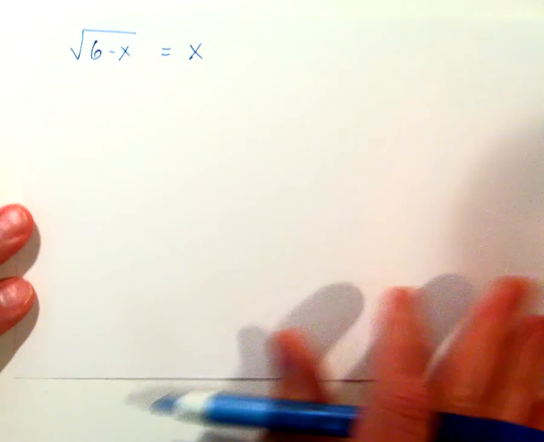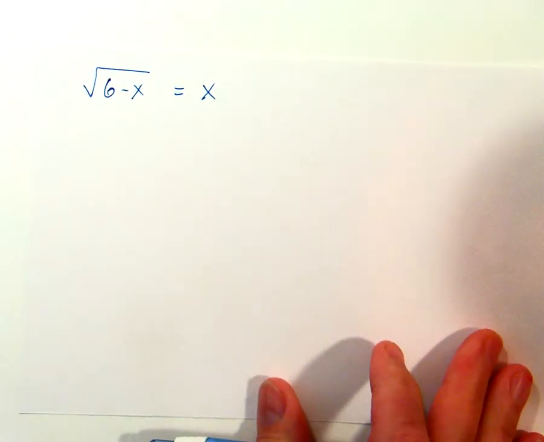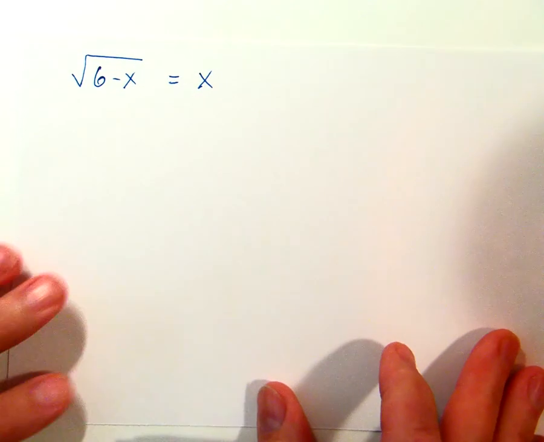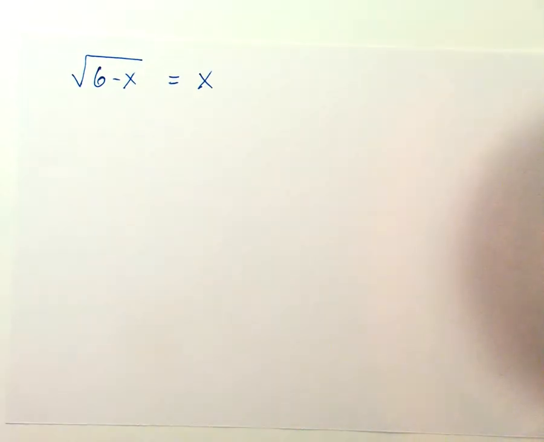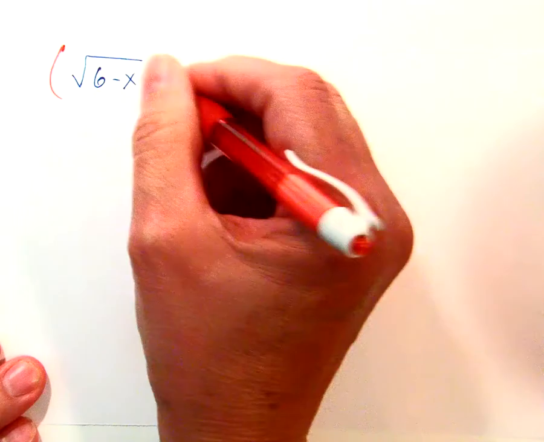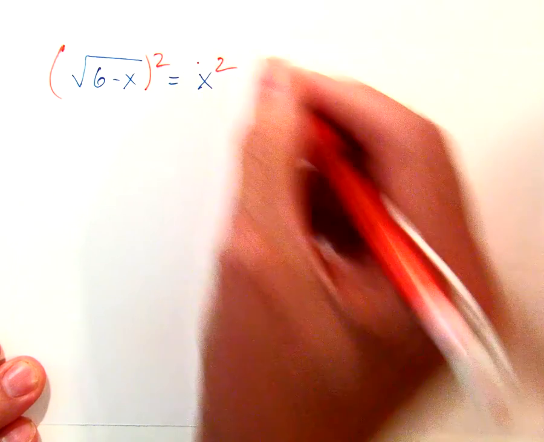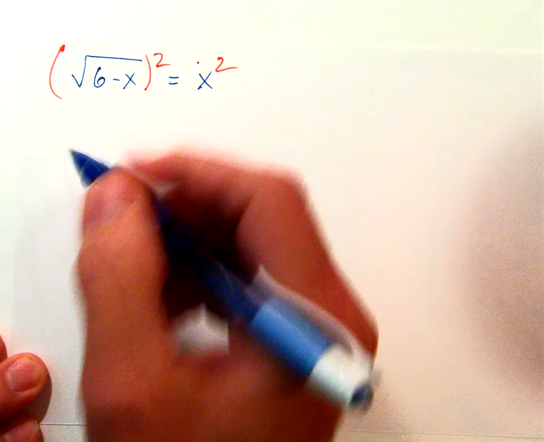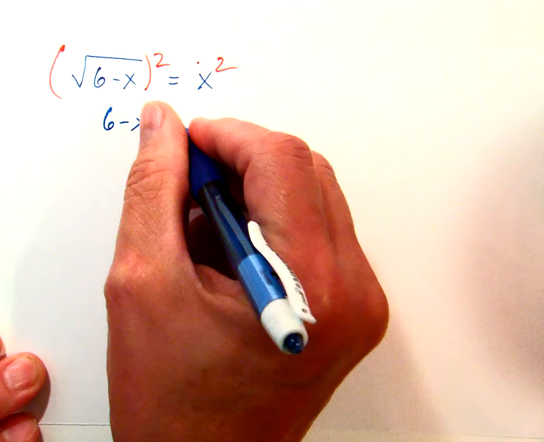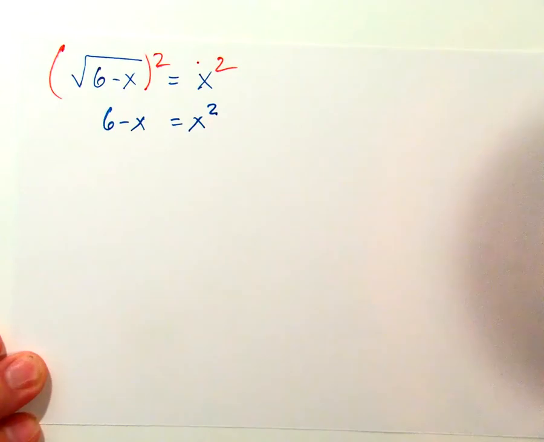This one's going to get to be a little problematic, and you're about to see why. First off, is it isolated? Yes, my radical expression is isolated. It's the only thing on the left side of the equation. So I'll just square everything on the left and square everything on the right. That'll give me 6 minus x equals x squared. Uh-oh.